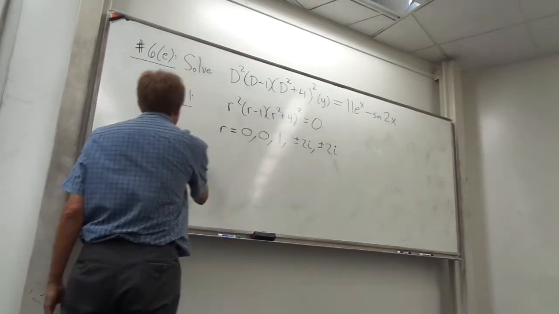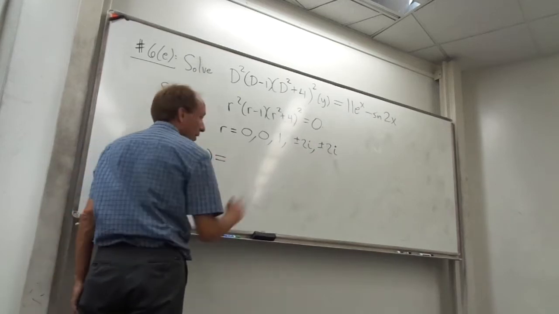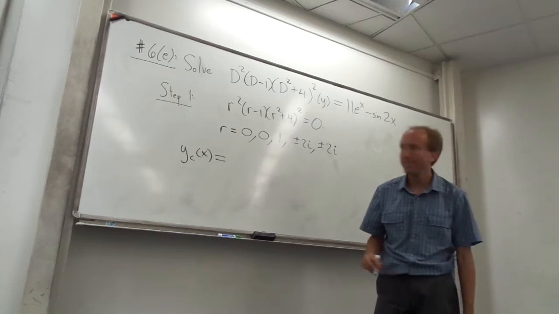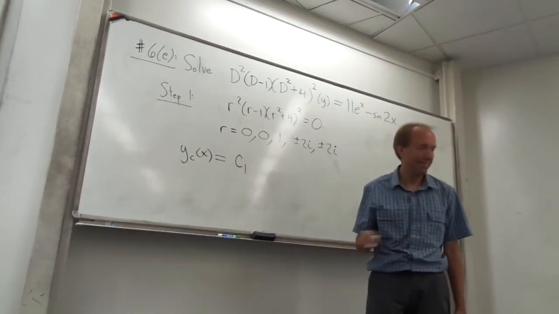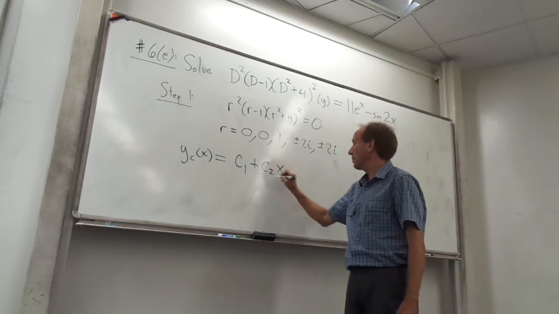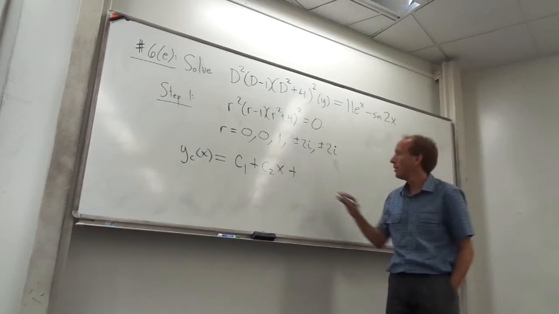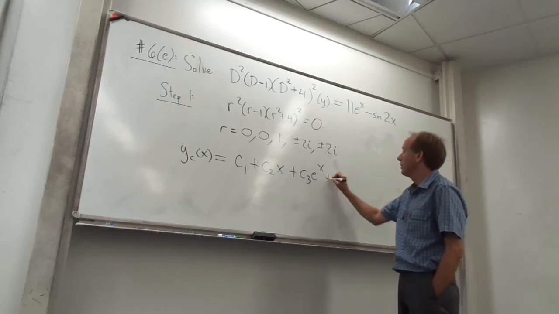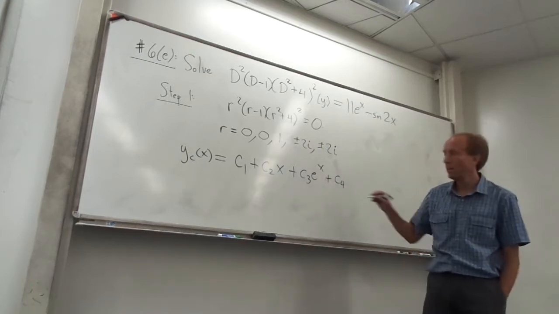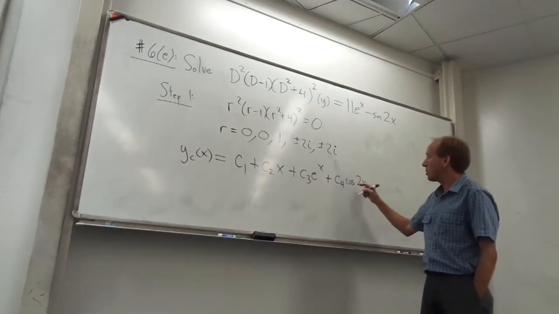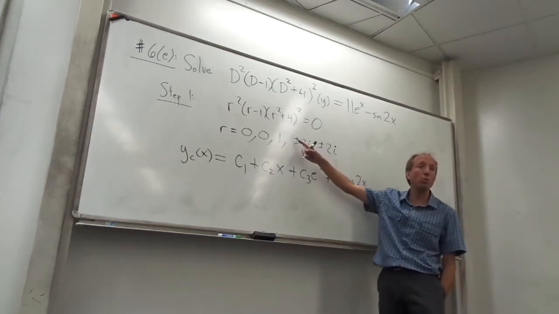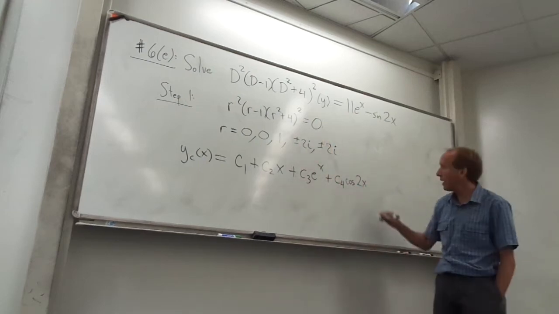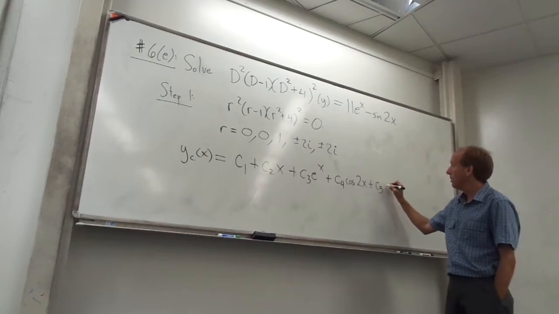We can write down the complementary function. Exactly. So let's do that. You want to tell me what it is? It's C1 plus x C2, plus C3 e to the x. Good. Plus C4 cosine 2x. There's no exponential here because there's no real part to that complex number. So it's just only the cosine part. Okay, good. Plus C5 sine 2x.